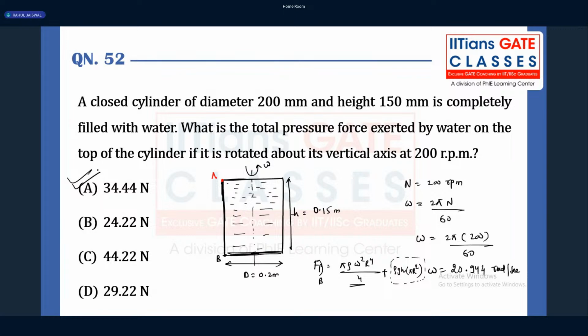So here we are telling it by taking the derivation also, so that you can understand from where exactly it is coming. 34.44 Newton needs to be the correct answer. All these questions are already given in the SK SOM and some of the standard textbooks, right?